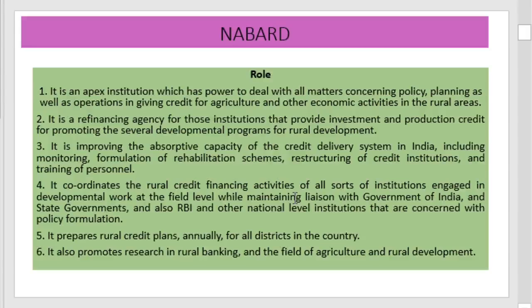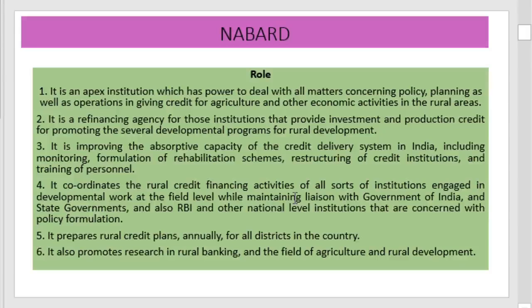Third role is it aims at improving the absorptive capacity of the credit delivery system in India, including monitoring, formulation of rehabilitation schemes, restructuring of credit institutions, and training of personnel. That is, it has a role in improving the credit delivery system in India by undertaking the planning, formulation, and restructuring of the credit institutions. Fourth, it coordinates the rural credit financing activities of all sorts of institutions engaged in developmental work at the field level.